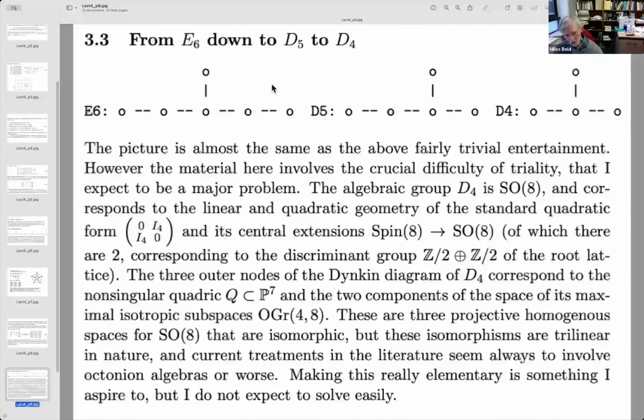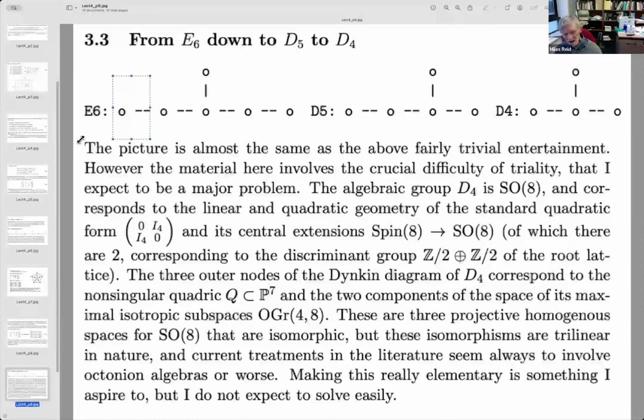So I told you I could take this graph and chop off 1 edge and then chop off 2 edges. So why don't I chop off 1 edge there and 1 edge there? Then I get D4. The stuff I told you about Pfaffians was long-winded and basically all trivial. The material here is completely non-trivial.